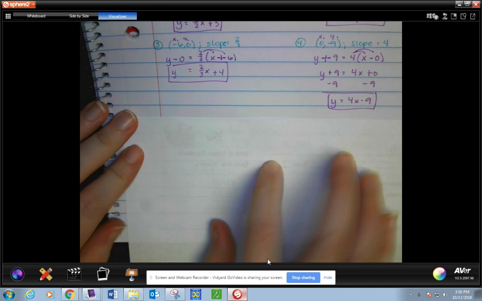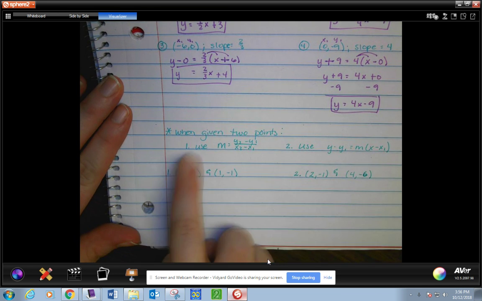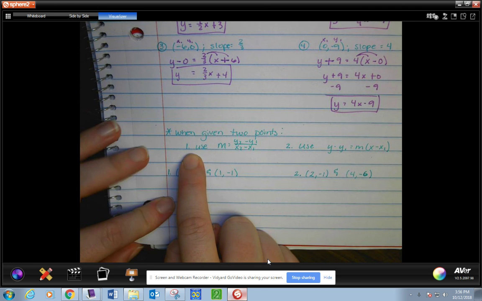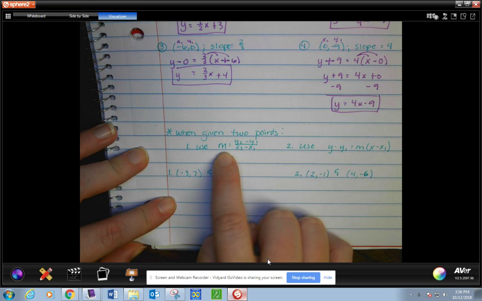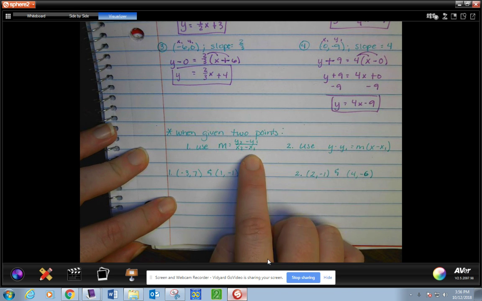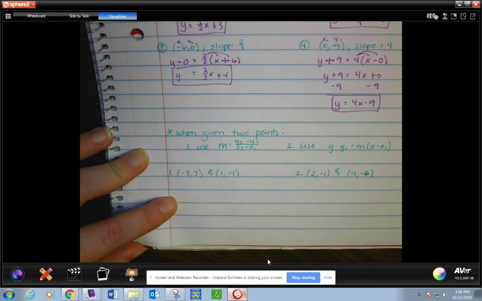So now to pick up and finish this, now I'm going to have you write, when given 2 points, the first thing, so pause and write this, you have to do is use the slope formula. So m equals y2 minus y1 over x2 minus x1. And then you're going to use the point slope formula. y minus y1 equals m times x minus x1.